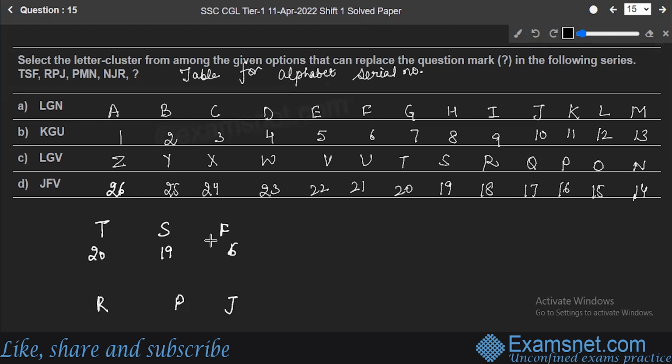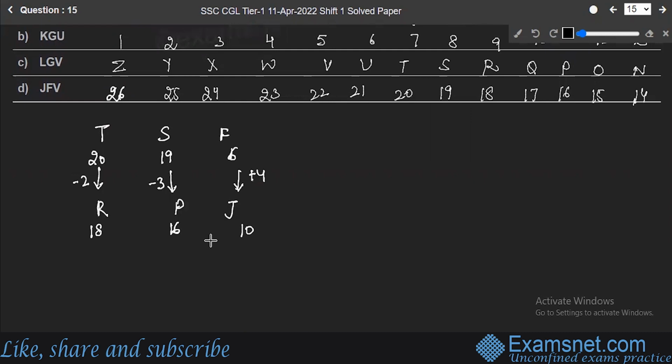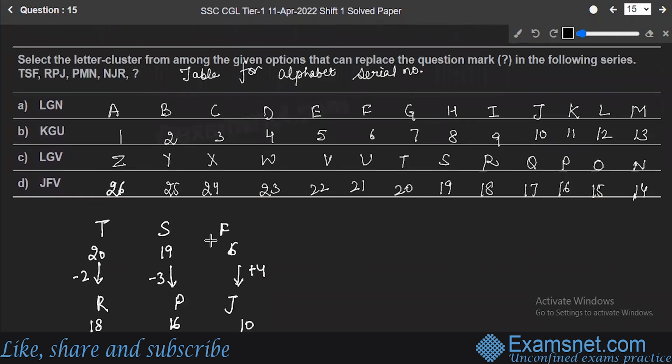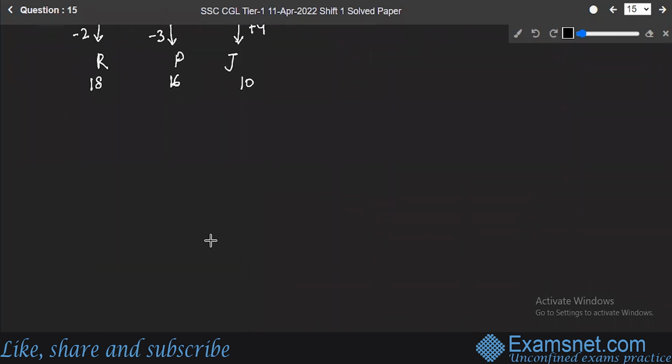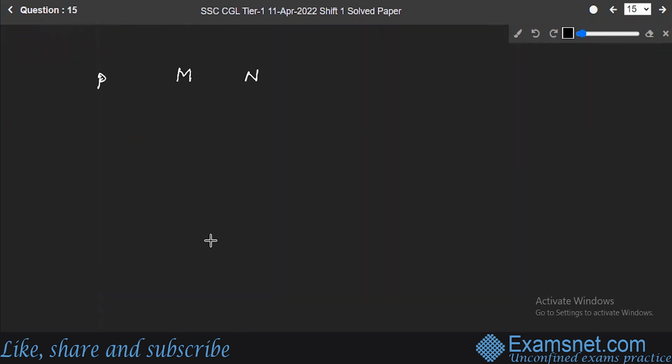And the number at alphabet R is 18. P is at 16, J is at 10. So from here, you are having -2, -3, and over here, +4. Let's see what is the next alpha letter cluster. This is PMN. And let's write down the next one also, NJR.